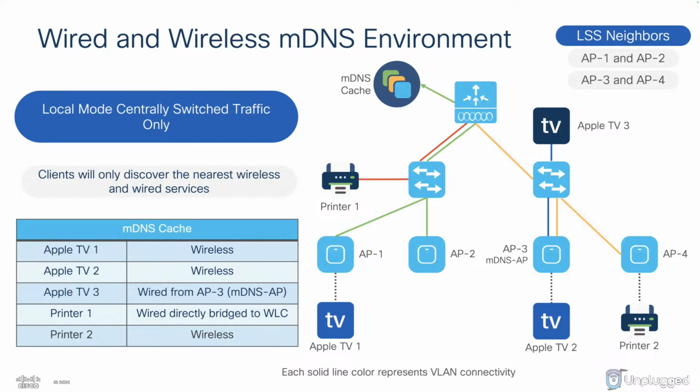But I can turn on LSS for my mDNS-AP. And what that says is now only AP3 and AP4 are going to broadcast my Apple TV3 because it learned it on a wired AP that is in this particular location. So that lets me tie, and this is very unique, I don't think anybody else in the industry does this, the location of the wired service to where we advertise the wireless services.